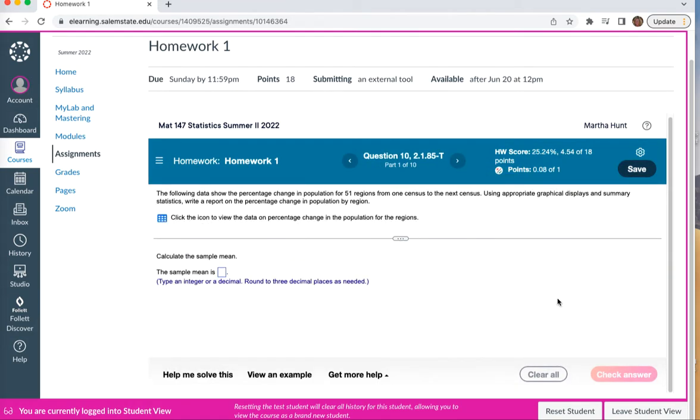Question 10 has data for the percent change in the populations for 15 regions of this country for the next census. And we have a lot of geographical data, and they report the percent change in population. The question is going to ask us to report several sample statistics. Unfortunately, in this problem, they don't tell you what they are. They just tell you there are a lot of them. So how are we going to handle this problem?